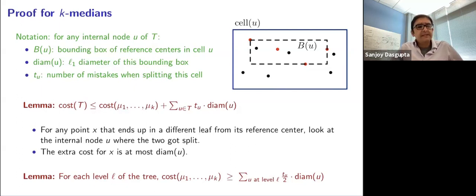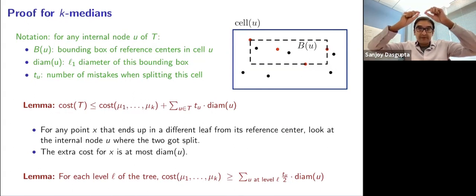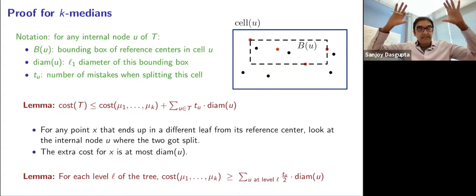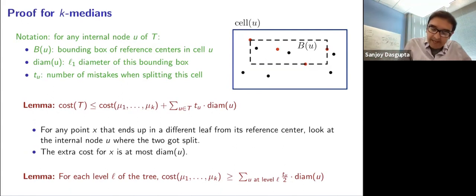The reason for this is that, well, look at any data point X. It ends up in some leaf. If it ends up in a leaf with its correct reference center, we're all set. There is no additional charge for that point. If it ends up with the wrong center, well, then it got split from its correct center at some point. So there was some internal node of the tree that contained X. It contained the correct center for X. Let's say this is the correct center for X. But then the 2 of them got split. So the split might have been something like this.